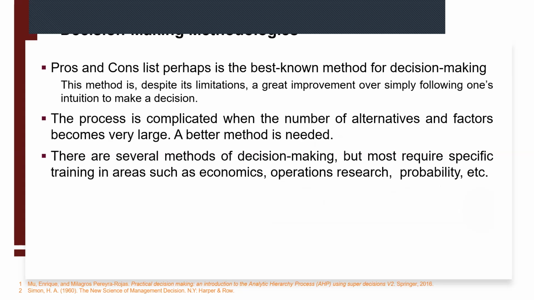For example, you go to a supermarket or a department store, you want to buy something, you look at the item, you buy it because you like it, although there are some alternatives. But with pros and cons, it gives you time to list what the pros and what the cons are. When I see this, it says the method, despite its limitation, is a good improvement over one's intuition to make decisions.